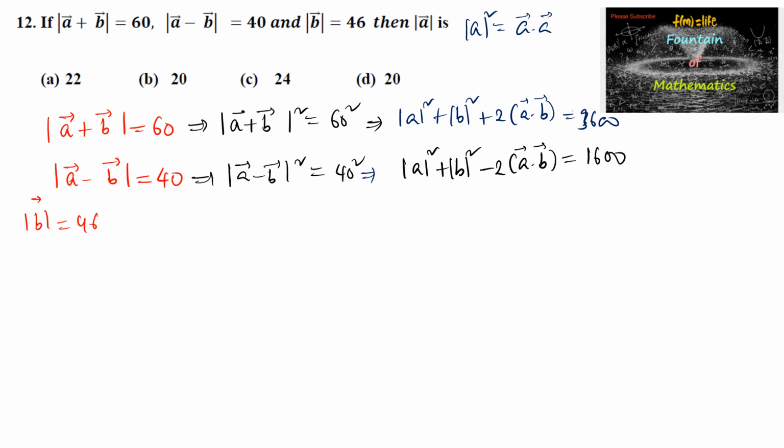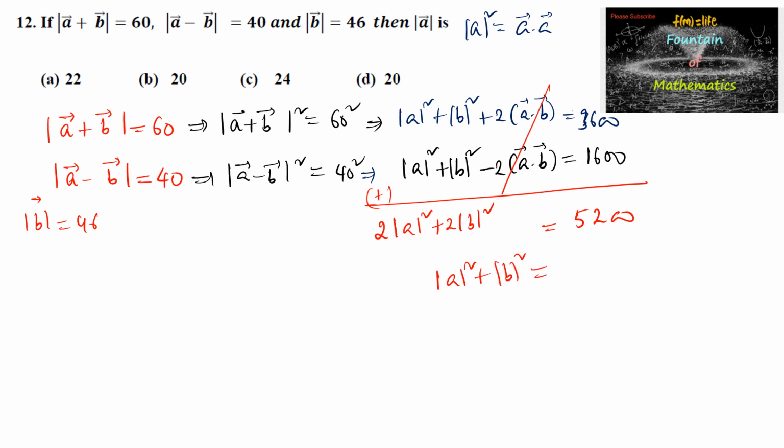Since we need to find mod A, let us do addition. So we get 2 times mod A square plus 2 times mod B square, and 2 times A dot B minus 2 times A dot B gets cancelled, is equal to 3600 plus 1600, which is 5200. Or we can write mod A square plus mod B square is equal to 2600. And here mod B square is equal to 46 into 46, which is 2116.